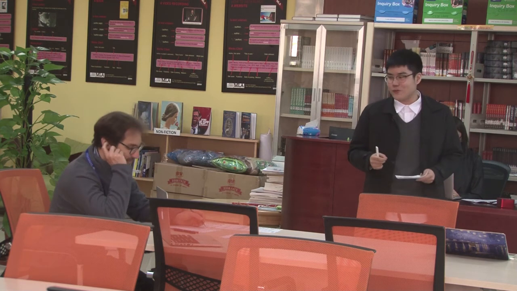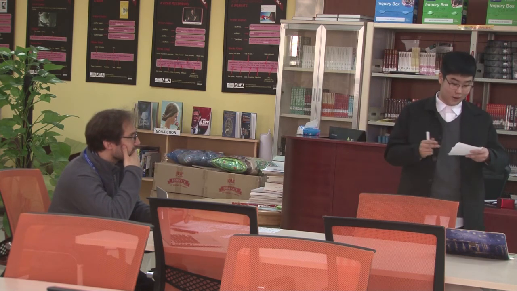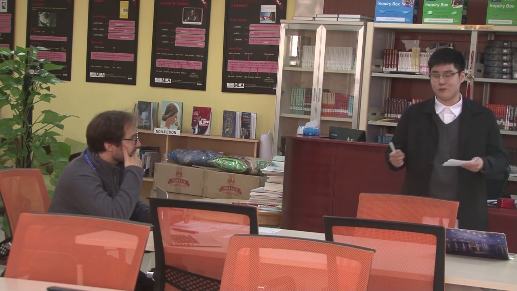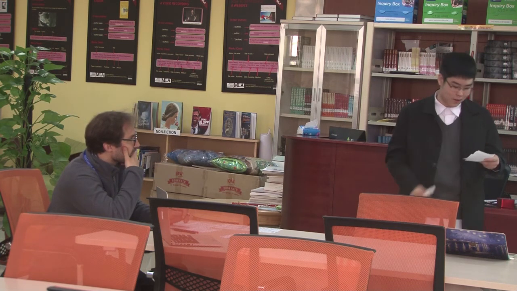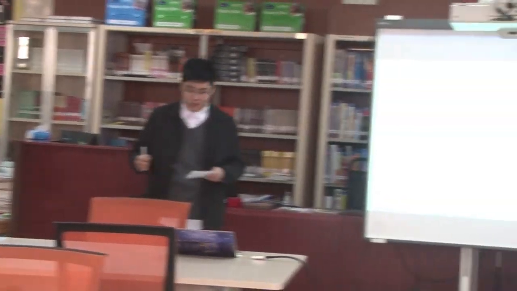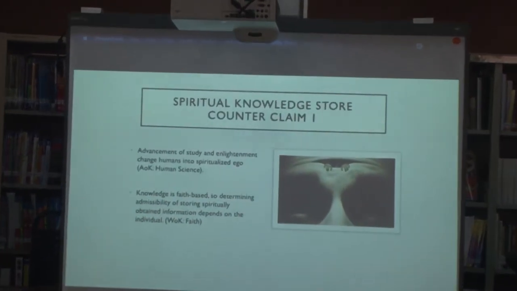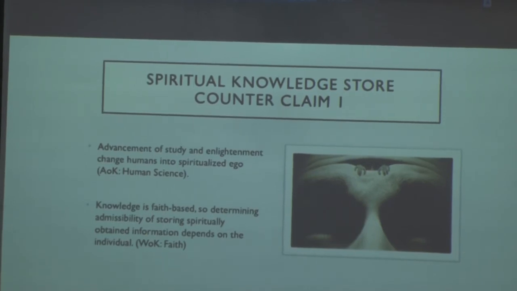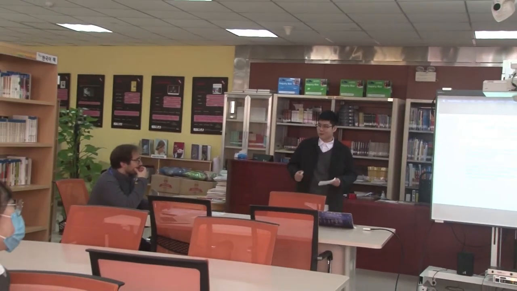Someone to ask a question about ego, because a lot of people get confused between ego and egoism. What Nietzsche describes as egoism is completely different from ego, and the spiritualized ego in this context, I hope, is like an anathema to most spiritual journeys, something that can get in the way of spiritual awareness. So the counterclaim is saying that the advancement of study and enlightenment changes humans into a spiritualized ego. Once a spiritual path has been attained, ego can blind one to the spiritual awareness of others, which limits the evolution of spiritual understanding of knowledge. I will identify this.